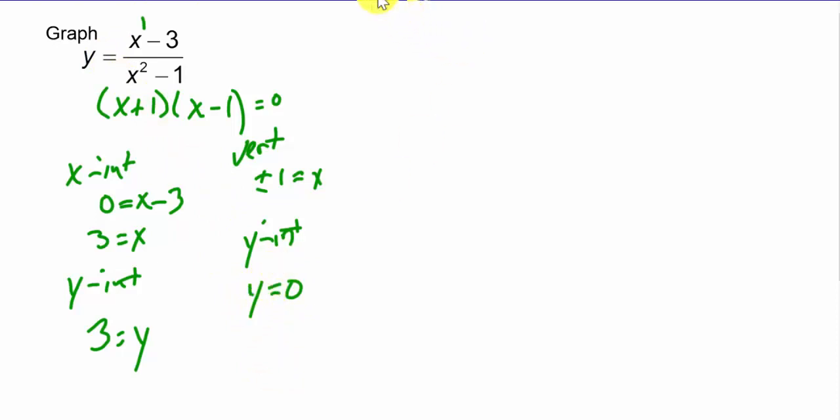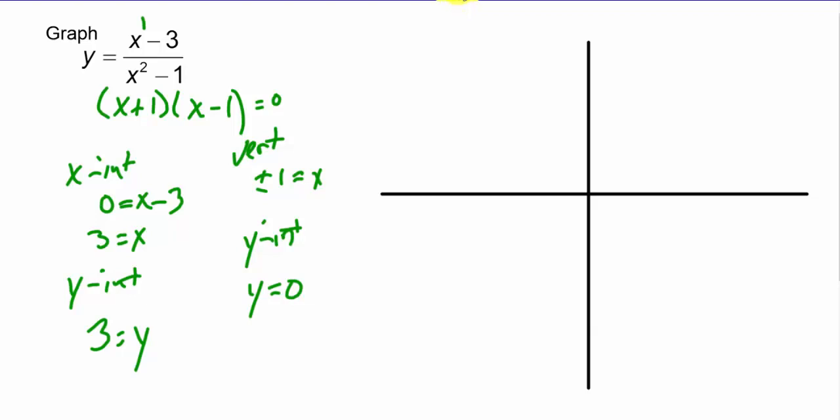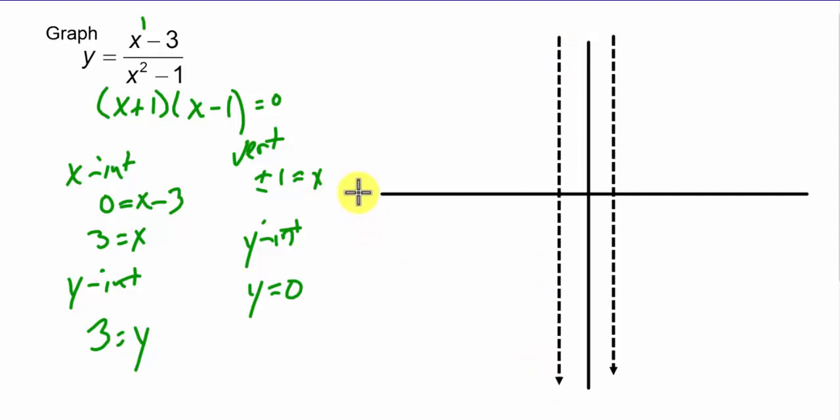So we go ahead and set up our graph again. Next we'll throw in our vertical asymptotes, which are at 1 and negative 1. Horizontal at 0. We'll label this now. Here's 1, here's negative 1. We have at 3 an x-intercept and at 3 a y-intercept.